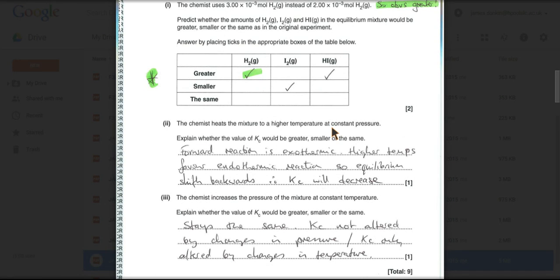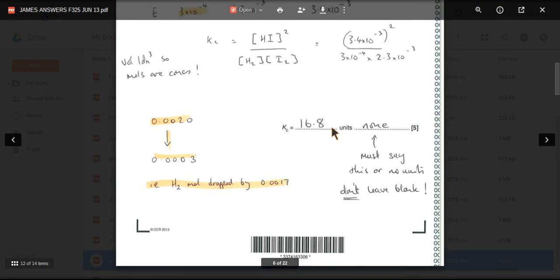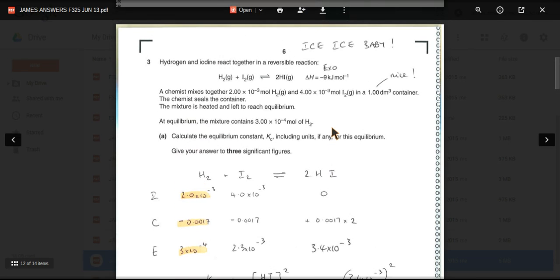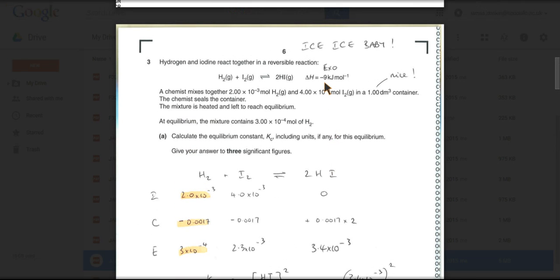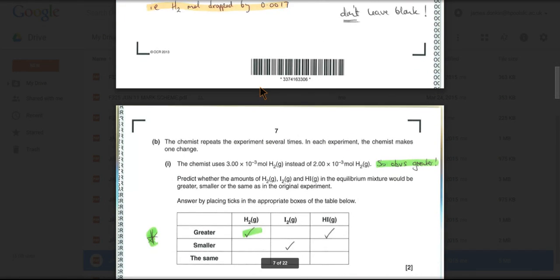The chemist heats the mixture to a higher temperature at constant pressure. Explain whether the value of Kc would be greater, smaller or the same. Well, temperature does alter Kc, so it will change. Let's have a look back at the equilibrium. So we know the forward reaction is exothermic. So if we increase the temperature, that's going to favour the reverse endothermic reaction, and that means we're going to have more of these and less of this, and so therefore Kc would drop because the equilibrium is shifting to the left.